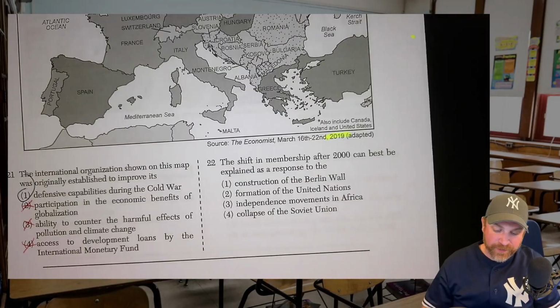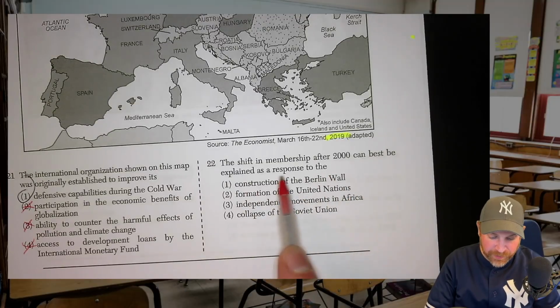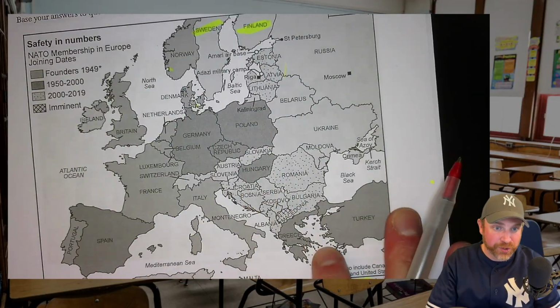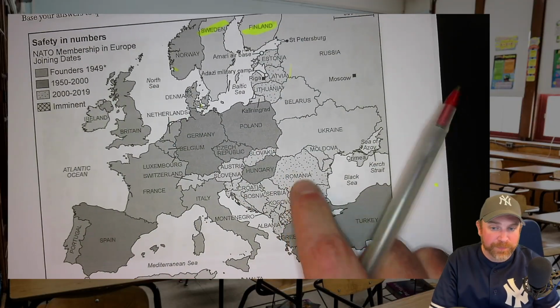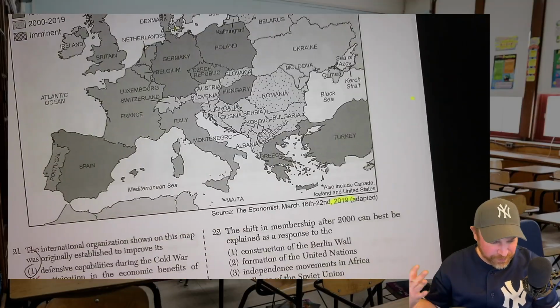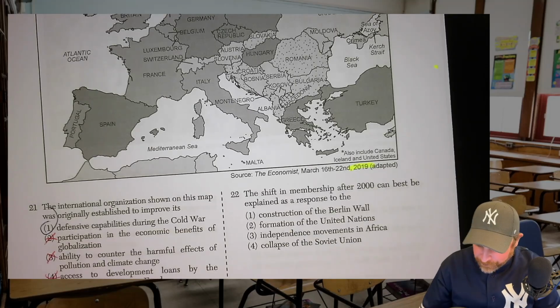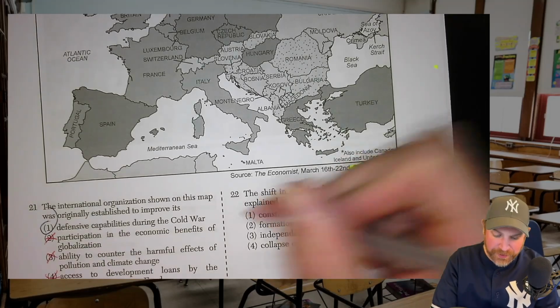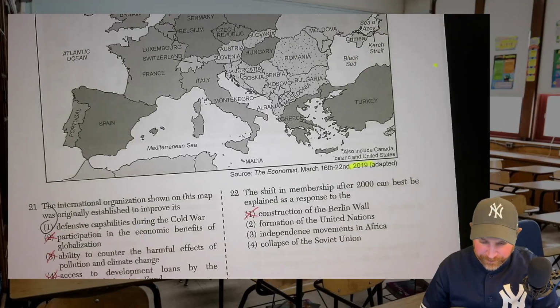Number 22 says the shift in membership after 2000 can best be explained as a response to the... So what's the shift? The shift is increasing membership in NATO, right? And the shift is Eastern European countries that were once part of the Warsaw Pact now also joining NATO. That's a shift in alliances, right? Construction of the Berlin Wall, that came down before 2000. That came down in 1989. So we cross off choice number 1.